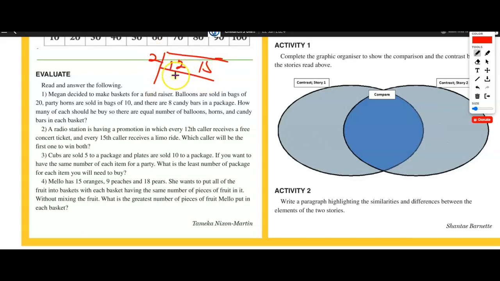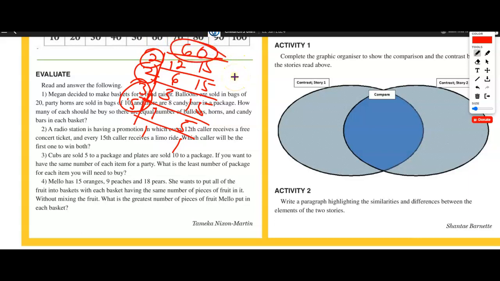So 2 can go into the 12, 6, right back 15. 2 into the 6 would go 3 times, right back 15. Now we have 3, and 3 can go into the 3, 1, 3 into this 15, 5. Then use 5, 1, 1. 5 times 3 is 15. 15 times 2, 30, and 30 times 2, that would give us 60. So the 60th caller would be the first to win both the tickets and the limo ride.